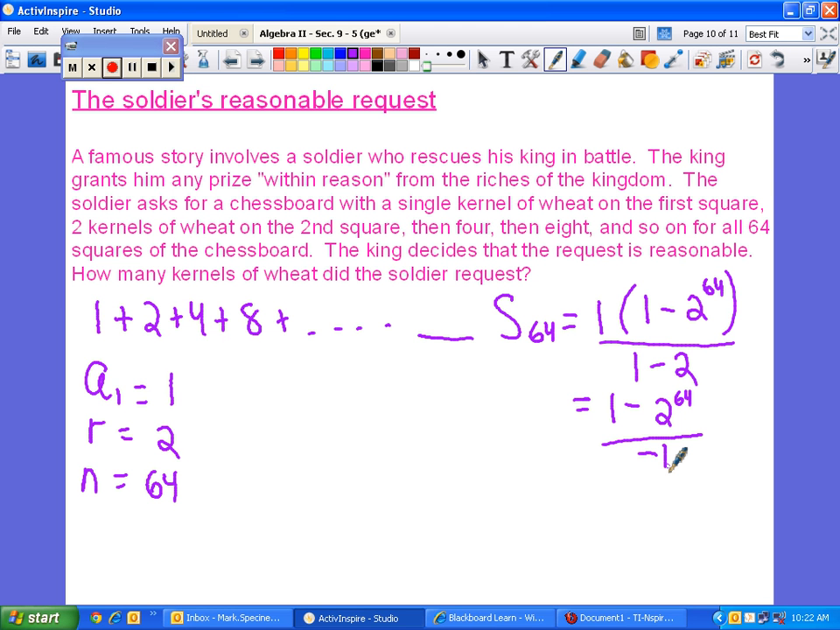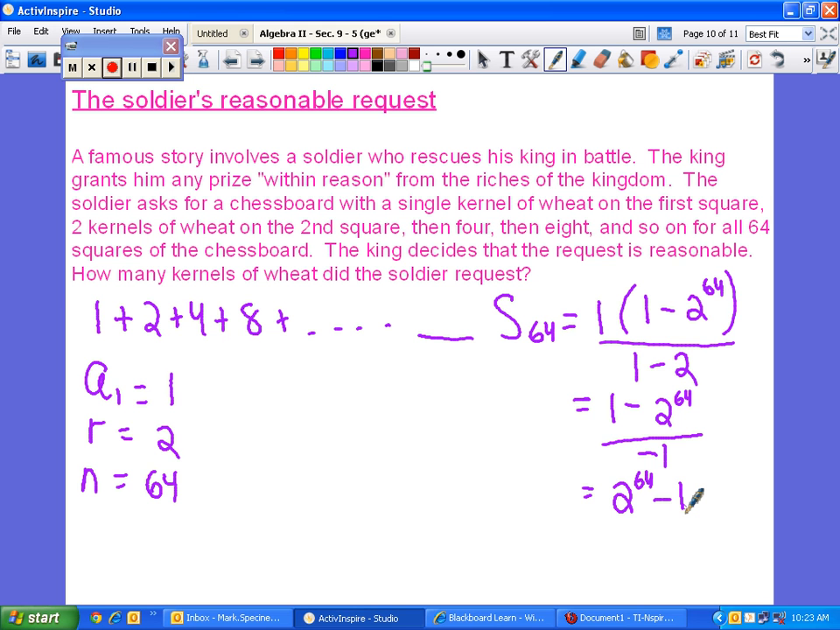We have a property in math that says, as long as you don't change the value, you can change the form. So what I can do is flip the signs of everything in the problem. So I can go from negative 2 to the 64th power to positive 2 to the 64th power. I can go from positive 1 to negative 1, and then this negative 1 becomes a positive 1. So in effect, this is what I'm left with, 2 to the 64th power minus 1.